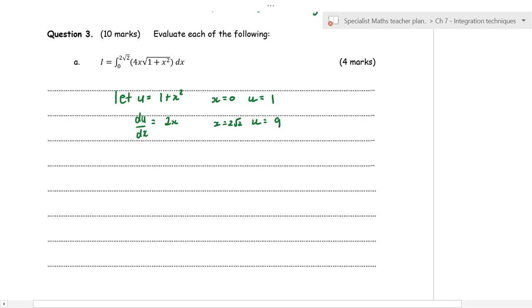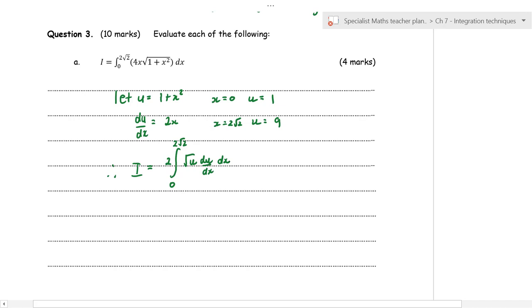Now, therefore, what we can say is I is equal to, you do not change the terminals, you need to do it like this, 2 root 2. Now, du dx is 2x, but we've got a 4x here. So I'm going to put a 2 out the front, and that would make that a 4x, wouldn't it? And then that's going to be the square root of u, and then du dx, like so.